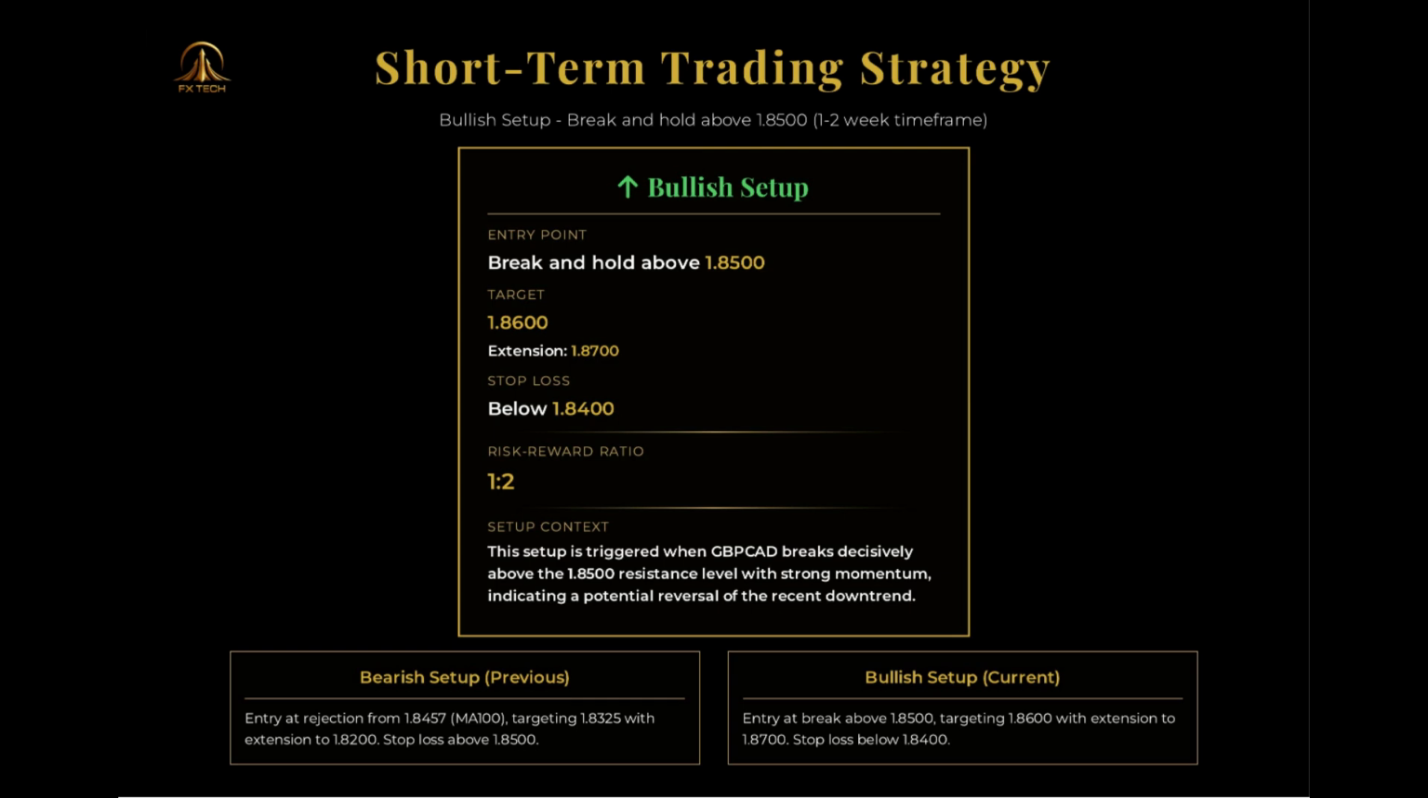The key to this trade is waiting for a decisive break above 1.8500 with strong volume and momentum, not just a brief spike above the level. Both the bearish and bullish setups give traders flexibility to trade in either direction based on how price action develops.